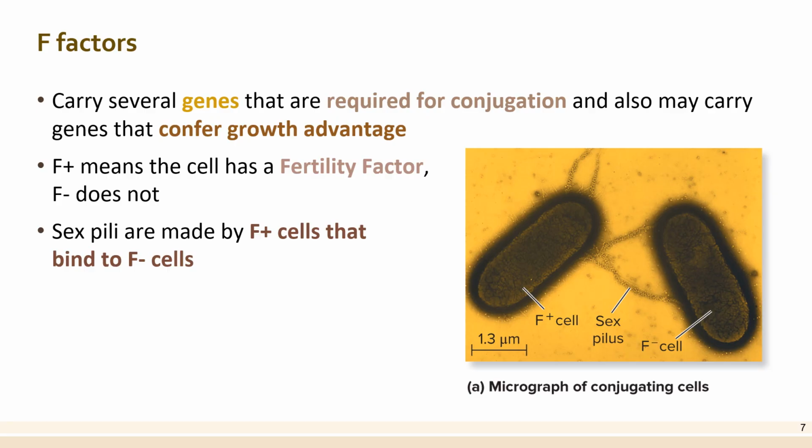So the cell that has that fertility factor is going to express the genes that are required to make a sex pilus. In this image here, we have a pilus that is growing, actually several, that are growing from this bacteria on the left out to the bacteria on the right. So our donor cell here is producing this pilus that is attached to the cell wall. It essentially punctures through the cell wall, and then genetic material can be transferred from one cell over to the other through that pilus.